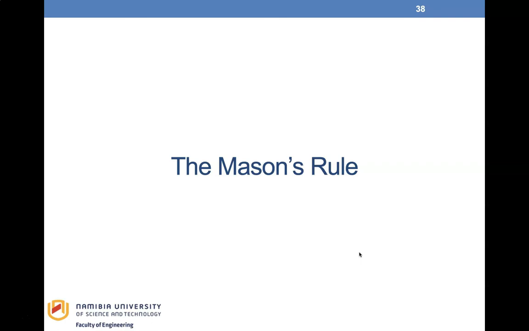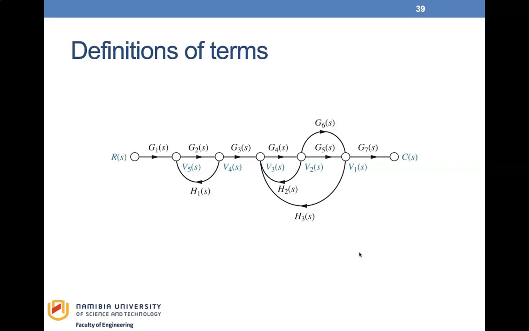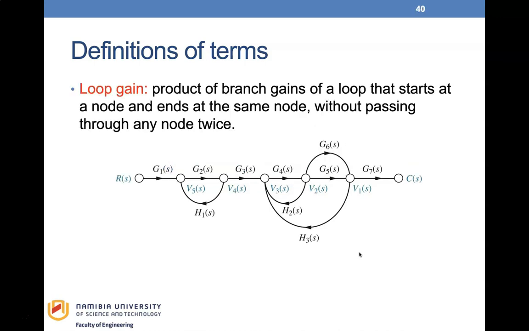Mason's formula has several components and we need to define them. We will use this figure to define and explain the components in Mason's rule. The first component is the loop gain. This is the product of branch gains of a loop that starts at a node and ends at the same node without passing through any node twice.